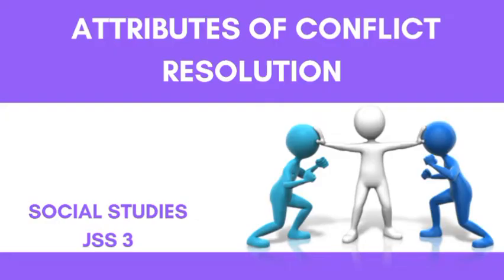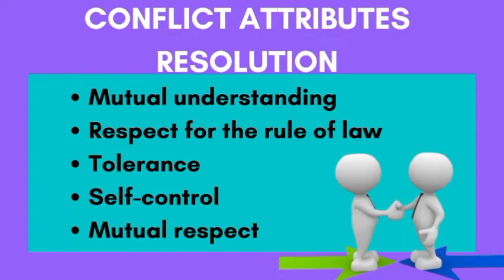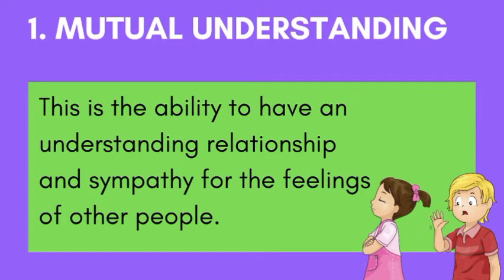And the first one is mutual understanding, followed by the respect for rule of law, and we have tolerance, self-control, and mutual respect. Now, what do we mean by mutual understanding? As an attribute of conflict resolution, it is the ability to have an understanding, relationship, and sympathy for the feelings of other people.